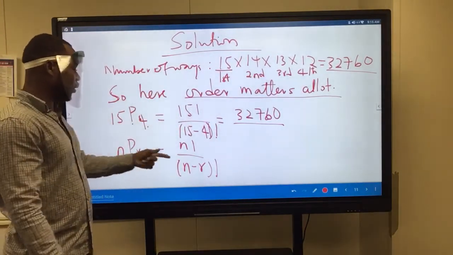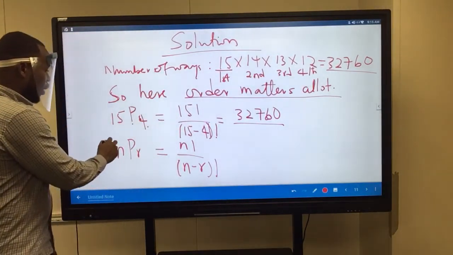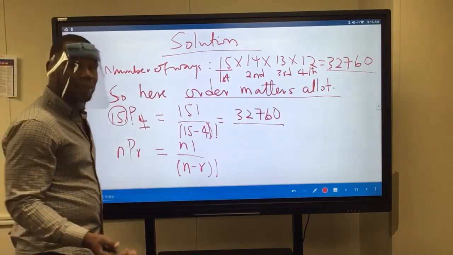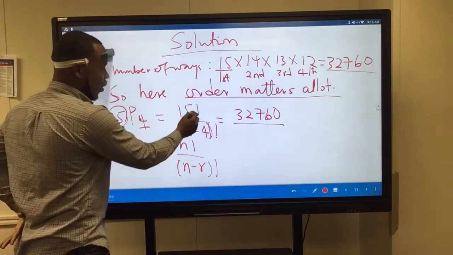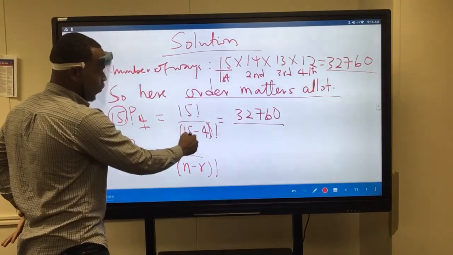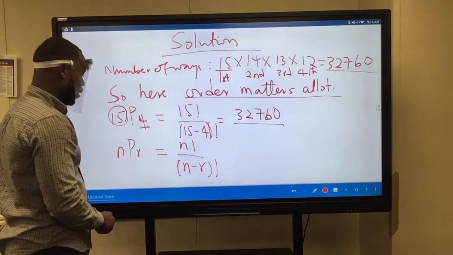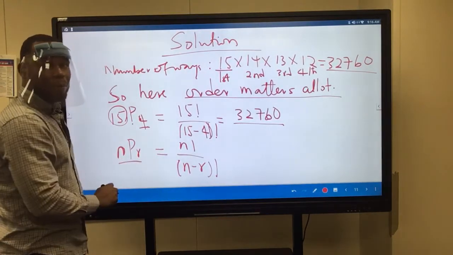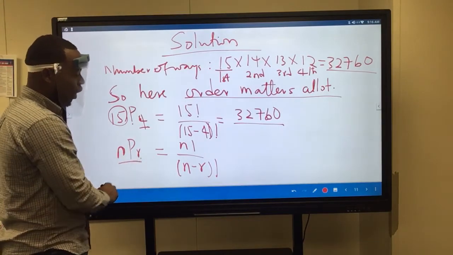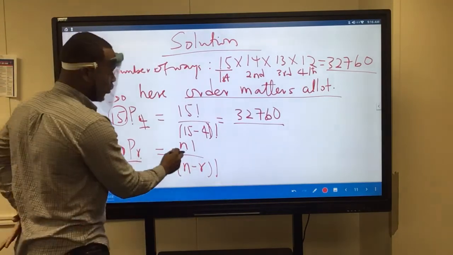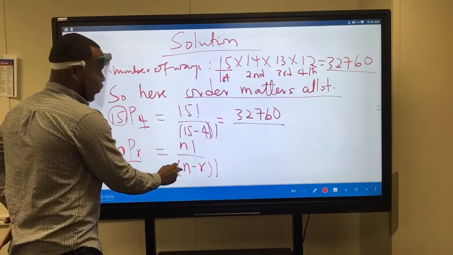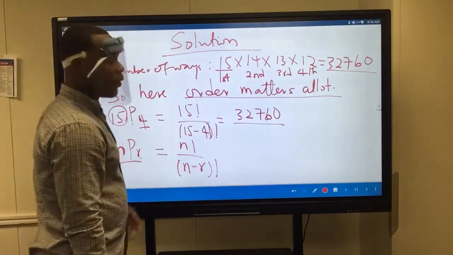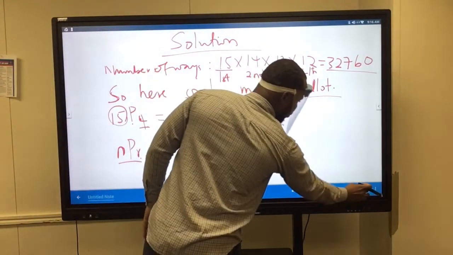The formula says that if I have 15 people and I'm choosing 4 of them where order matters, this is how I write it: 15 factorial divided by 15 minus 4 factorial. And then the general formula is, I have n people and I'm choosing r of them where order matters. So it will be n factorial divided by n minus r factorial. So basically that is what permutation is about.